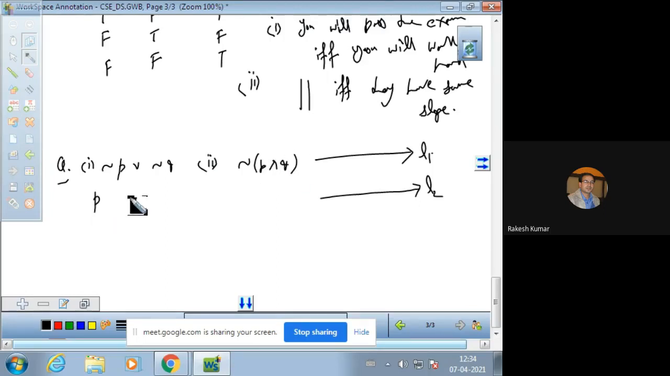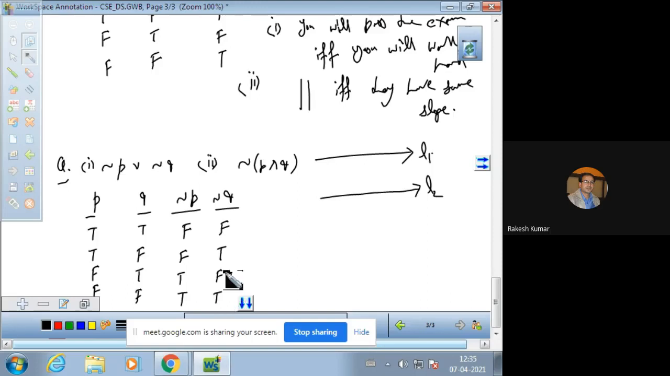So we can take the values of P and Q. This is T, T, F, F, and this is again I am taking T, F, T, F. So you just need to define the negation of P, that is false, false, true, true, and negation of Q, that is false, true, false, and true. Now, first of all, you have to disjunct these two statements. So negation P, disjunction negation Q will give you.